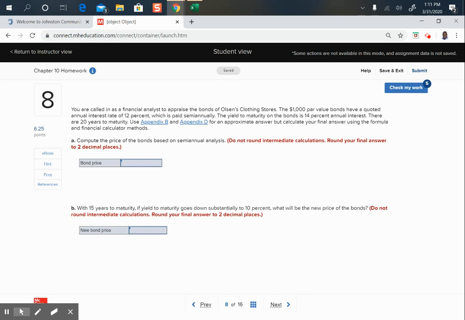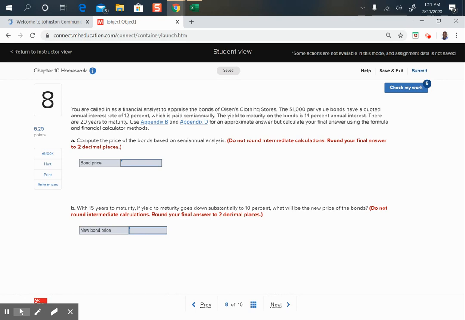So, assuming you are a financial analyst and you want to find the price of a bond. The bond has a par value of $1,000 and its quoted annual interest is 12%. Again, this is 12% per year, which is paid on a semi-annual basis. The yield to maturity on the bond is 14%. And that's an annual interest, and there are 20 years to maturity.